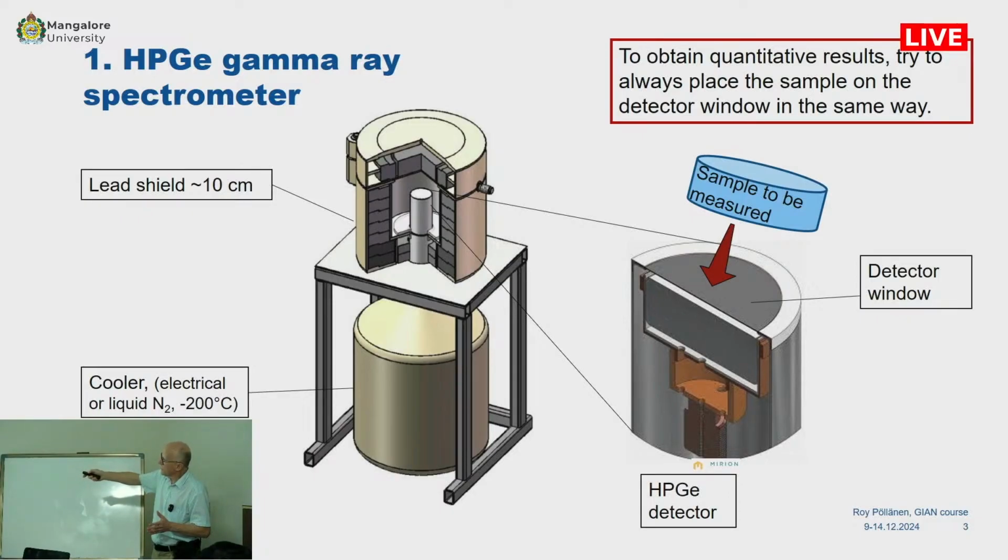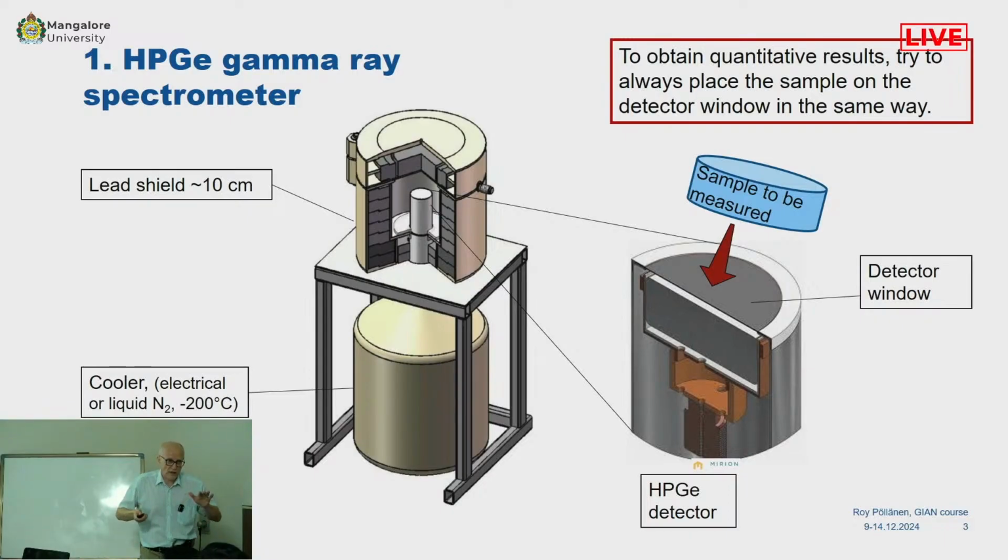This is a zoom picture. This is the sensitive part of the detector for the radiation. In this case, the diameter might be 7-8 centimeters, thickness around 3-4 centimeters. Not very big. This is a so-called planar detector. And this is the detector window. Gamma radiation goes through that window.